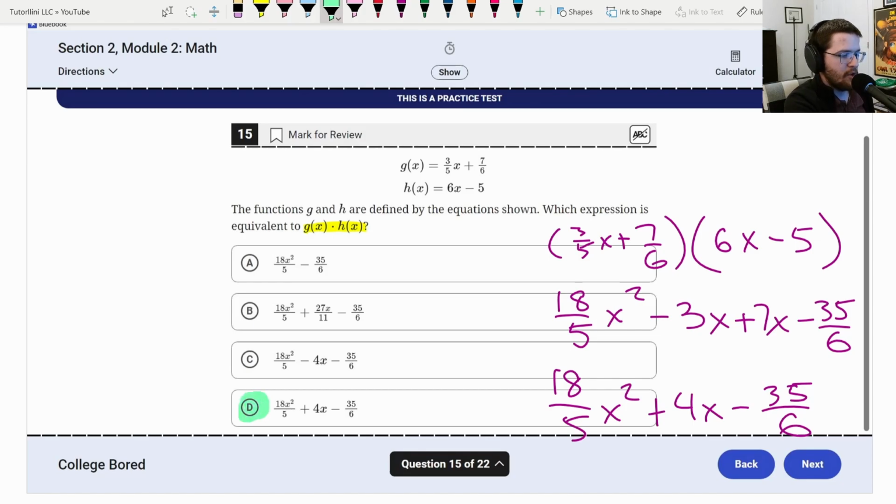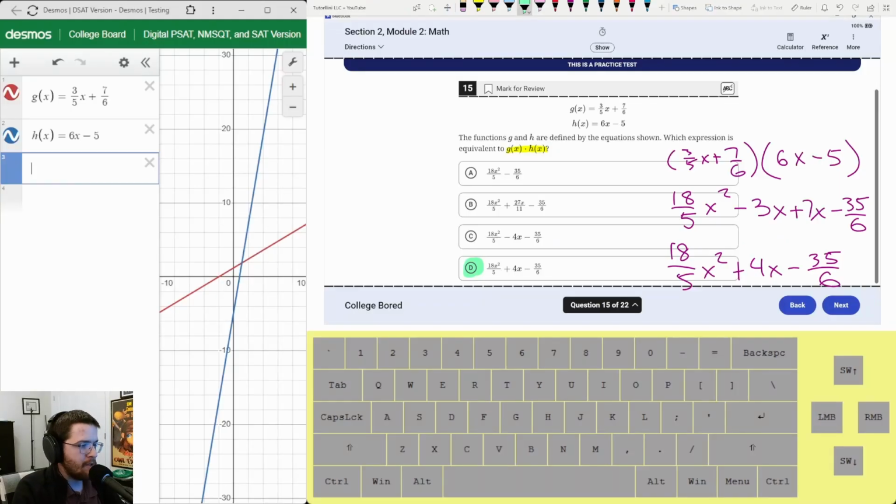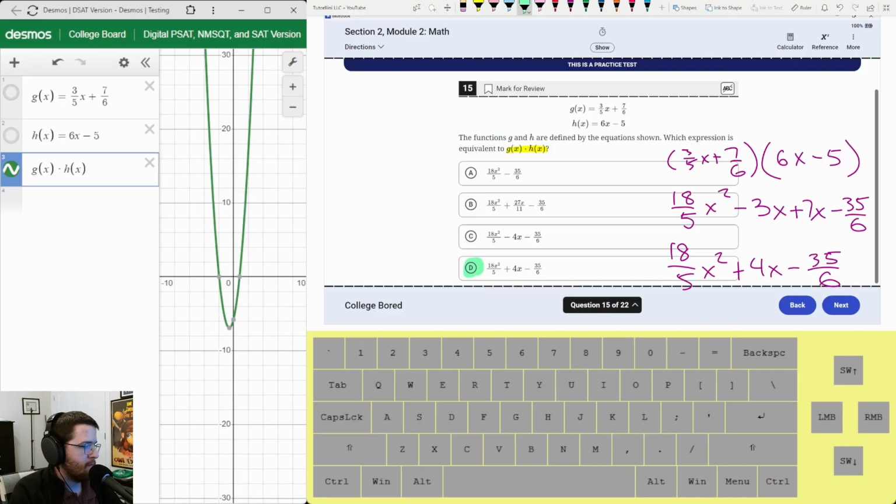We can also do this one entirely on Desmos, so let's go do that. Okay, so I just typed in the two equations. Now I'm going to type in g of x times h of x, and that's all I care about. So let's unhighlight those first two. And now you start guessing and checking, typing in the answer choices. I'm not going to go through all that. Why don't I just do the correct one?